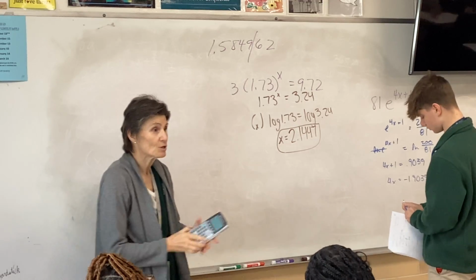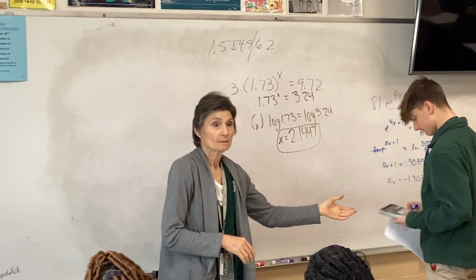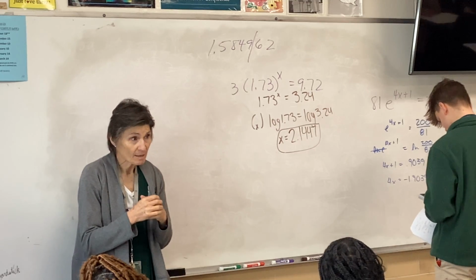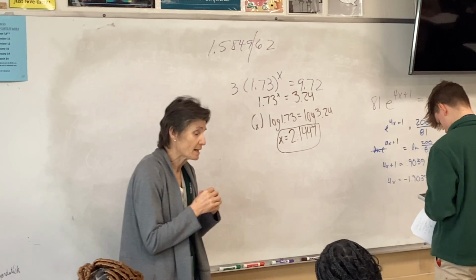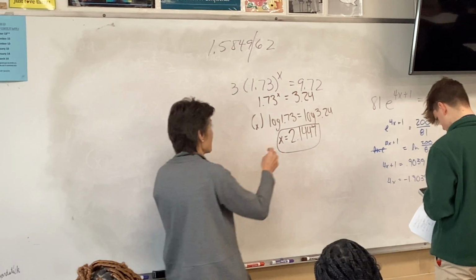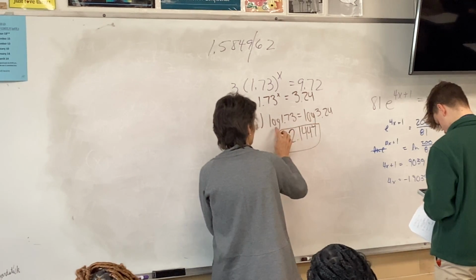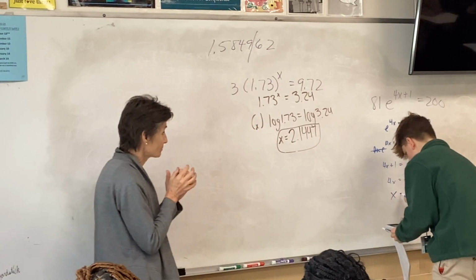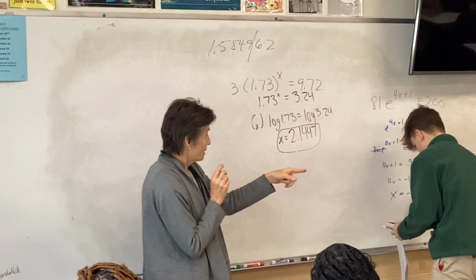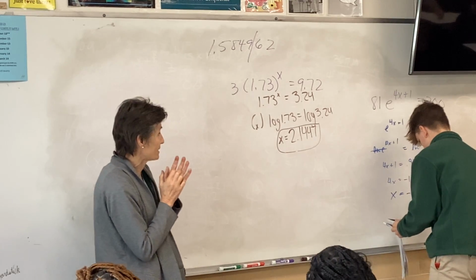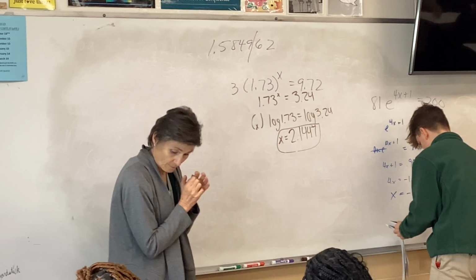Now, notice Jake chose to use LOG. He could have used LN. There wouldn't have been any benefit to it, do you understand that? But it wouldn't have hurt anything. In fact, if you type LN 3.24 divided by LN 1.73, this is what you're going to get. Van, on the other hand, is using LN because he's got e's. He wants to get rid of that.